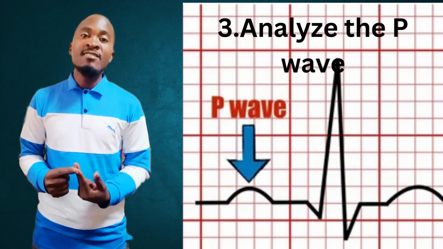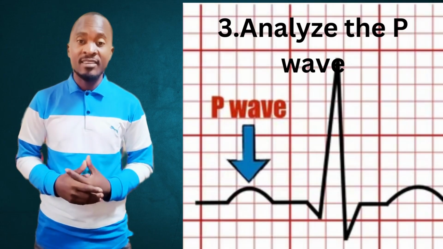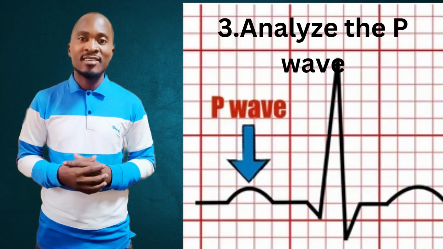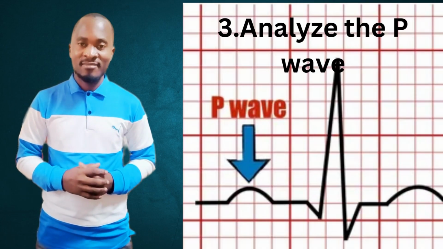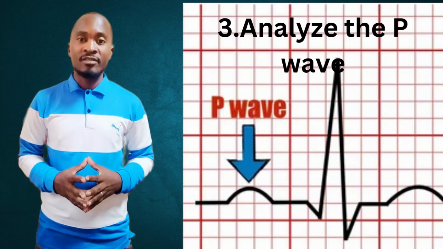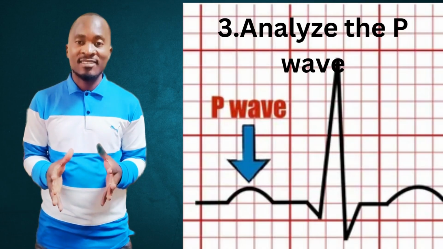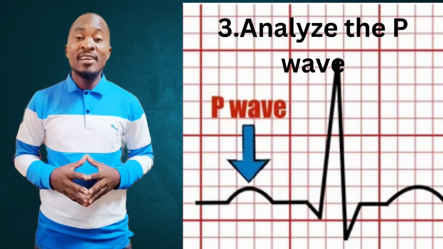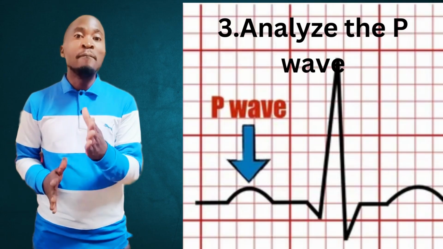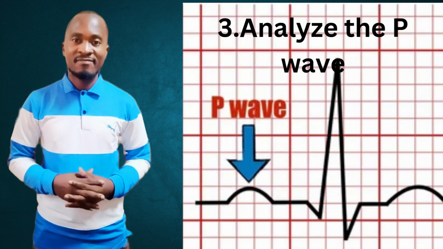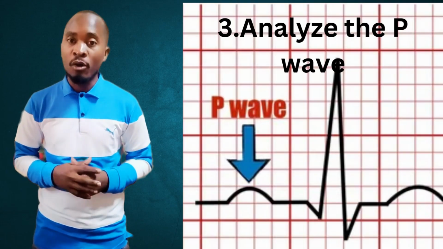Then the third question is, do you have a P wave? Is the P wave present? And if it is present, then we say, is it smooth and curved? And if it is smooth and curved, is it within the 3 small boxes? And if the answer is yes, the next thing you need to ask yourself is, does it appear before the QRS complex? If all that is yes, then that's a normal P wave.